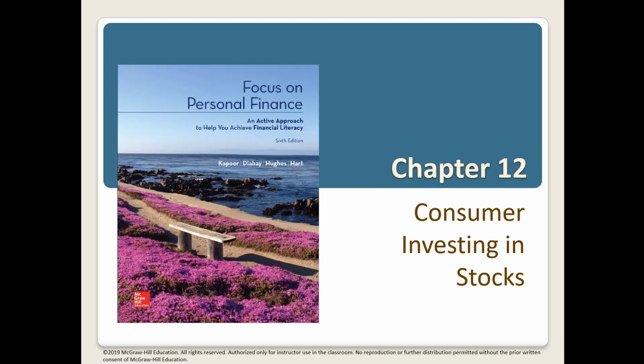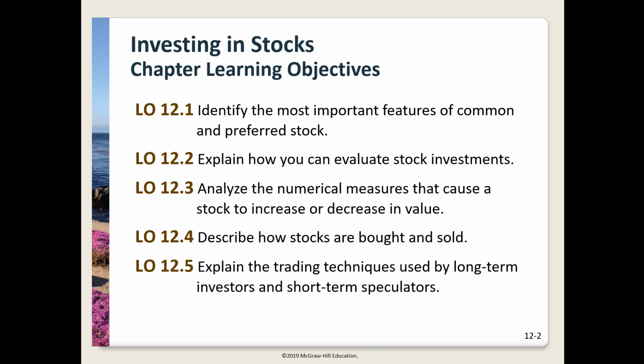With Chapter 12, we move to investing in stocks. Our learning objectives pretty much mirror those on bonds. Identify the most important features of common and preferred stock. Explain how you can evaluate stock investments. Analyze the numerical measures that cause a stock to increase or decrease in value. Describe how stocks are bought and sold. And explain the trading techniques used by long-term investors and short-term speculators.